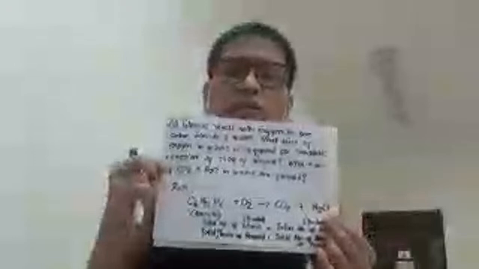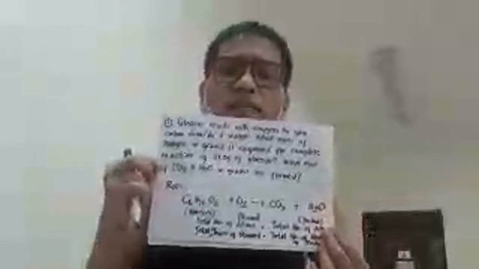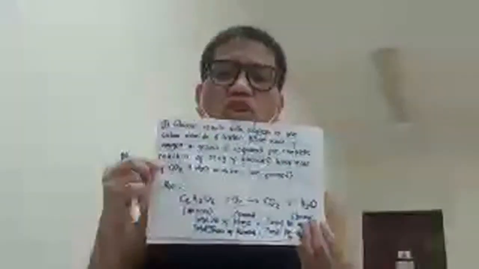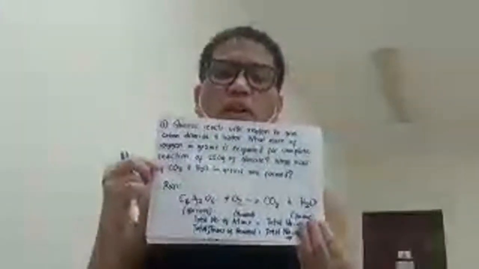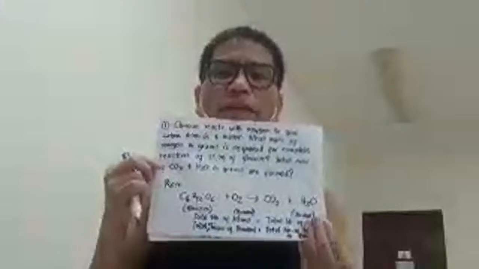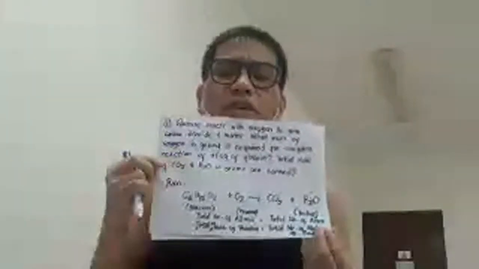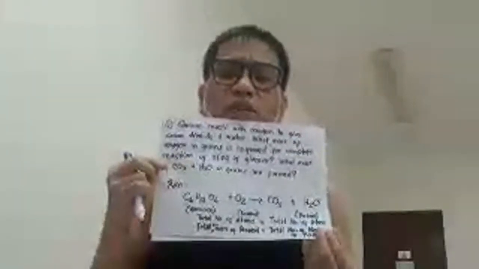Glucose reacts with oxygen to give carbon dioxide and water. What mass of oxygen in grams is required for complete reaction of 25 grams of glucose? What masses of carbon dioxide and water in grams are formed? So what is being required are the mass of carbon dioxide, the mass of water, and the mass of oxygen.